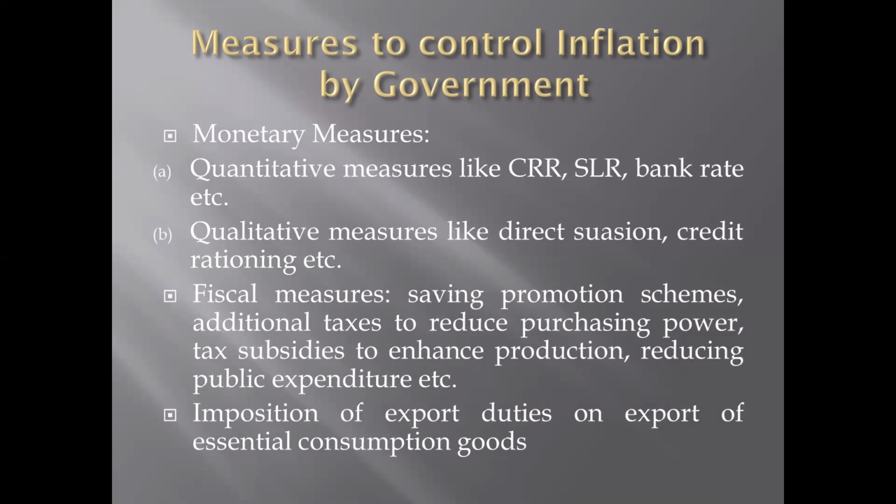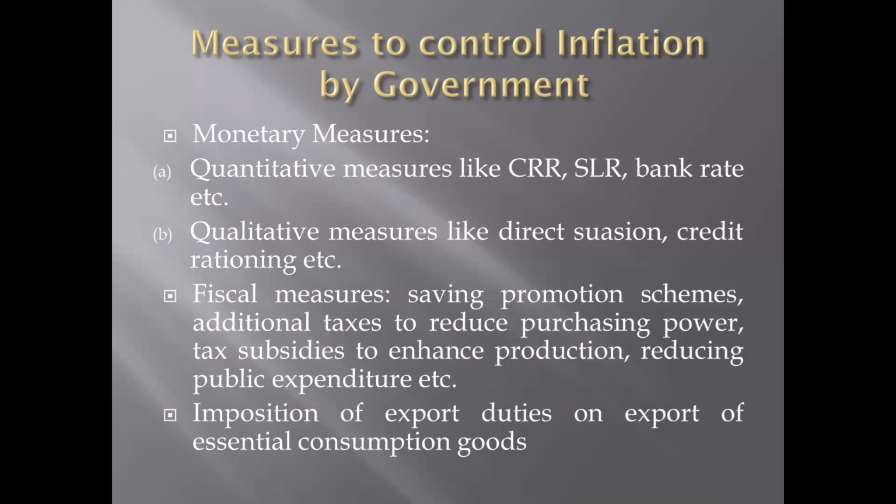Fiscal measures, like in the budget, government has given some saving promotion schemes. Like in 80C, you see that there is around 1,50,000 rebate given if you invest in particular NSCs and other types of FDs, in PPF. So these are what? These are some kind of saving promotion schemes, so that people may save some amount of their income and invest it.